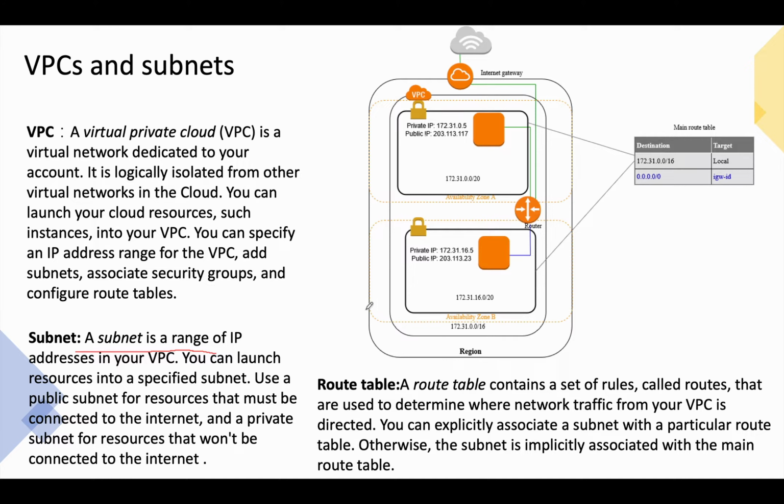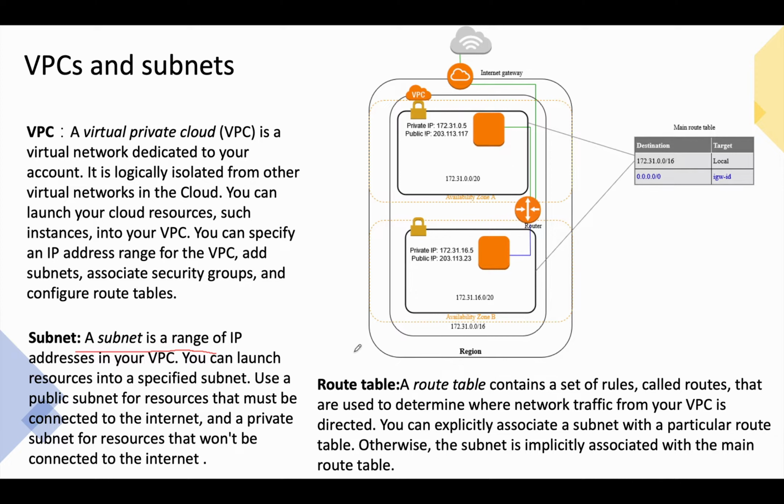And the route table. A route table contains a set of rules called routes that are used to determine where network traffic from your VPC is directed. You can explicitly associate a subnet with a particular route table. Otherwise, the subnet is implicitly associated with the main route table.